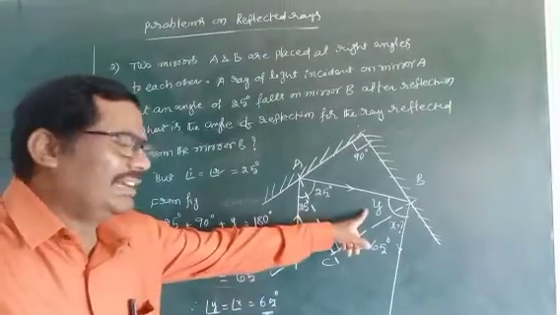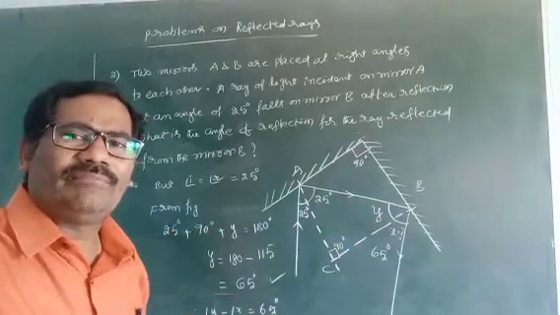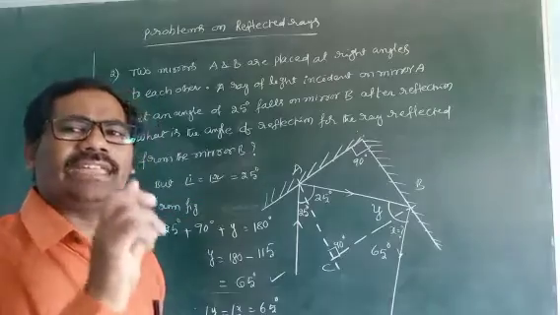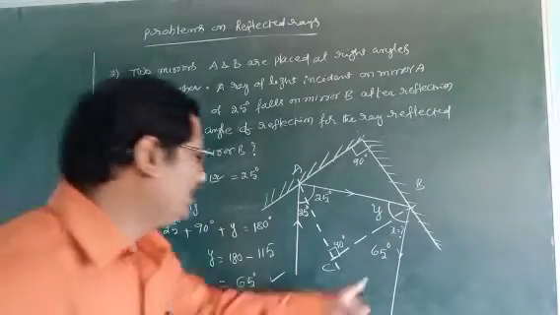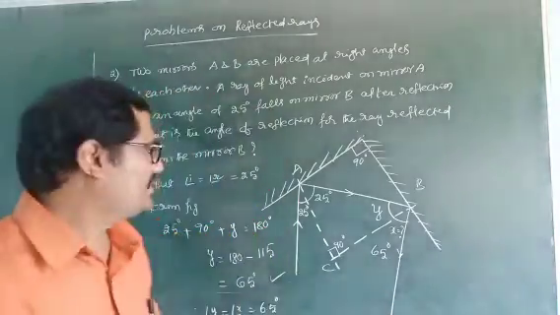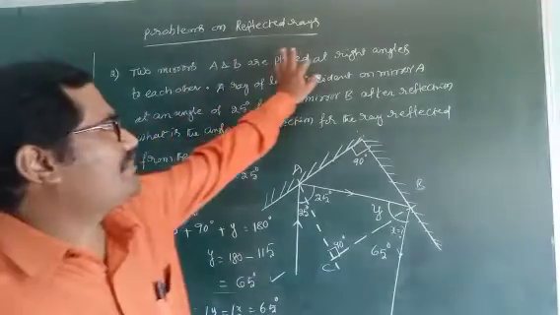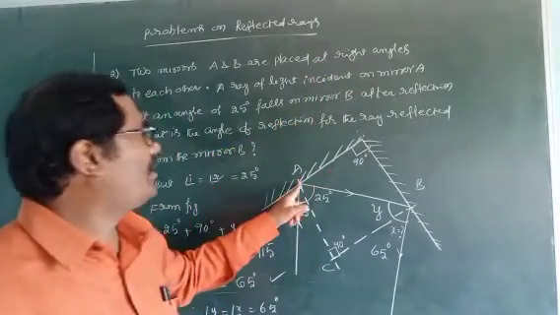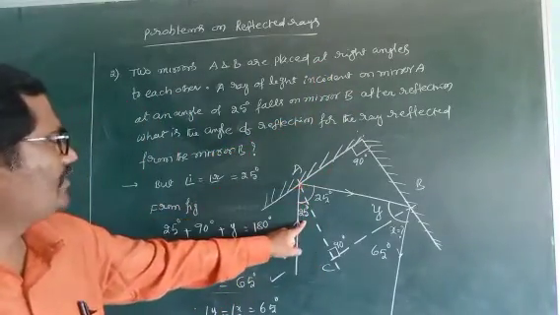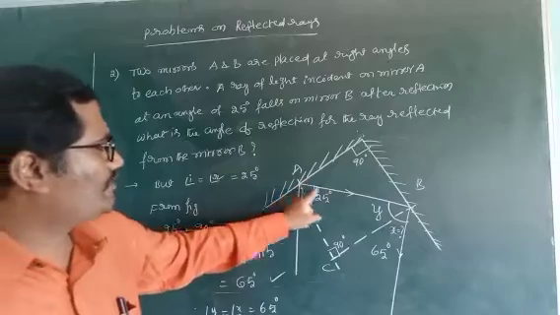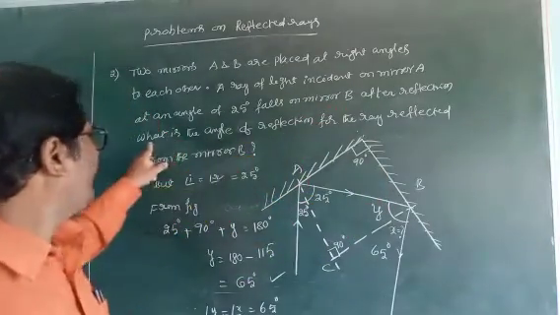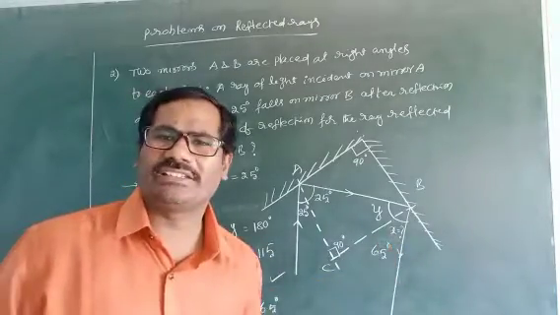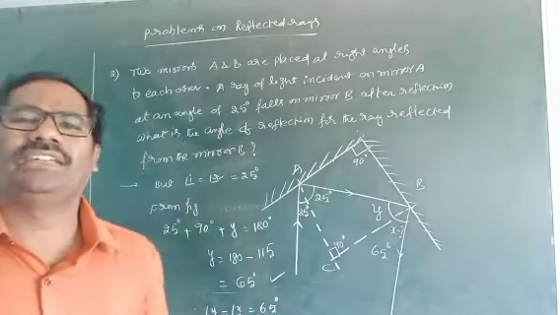That means it is the angle of incidence on mirror B. What is the reflection angle on mirror B? That is also 65. The two mirrors A and B are placed at right angles to each other. A ray of light is incident on mirror A at an angle of 25 degrees and falls on mirror B. After reflection, what is the angle of reflection? That is also 65 degrees.